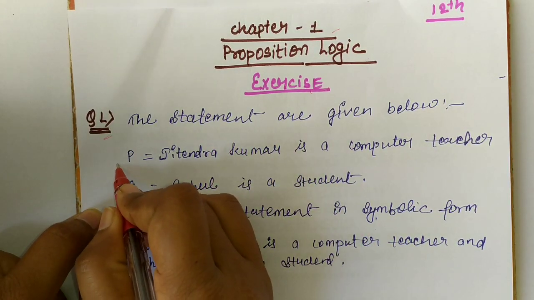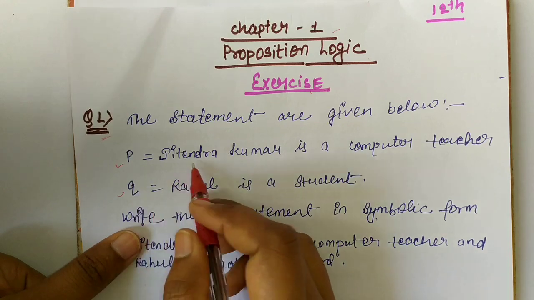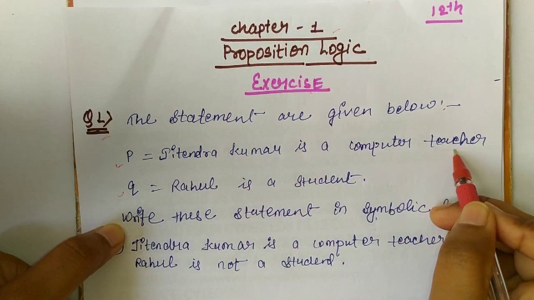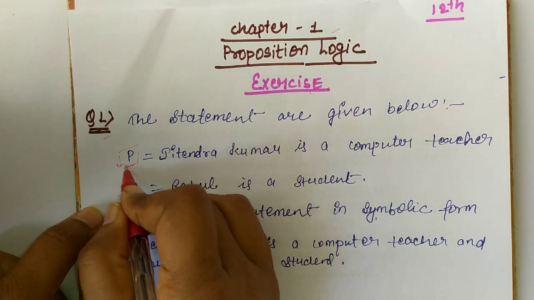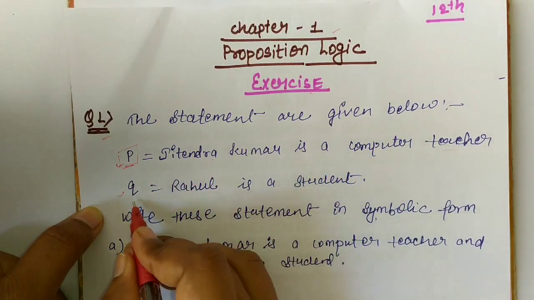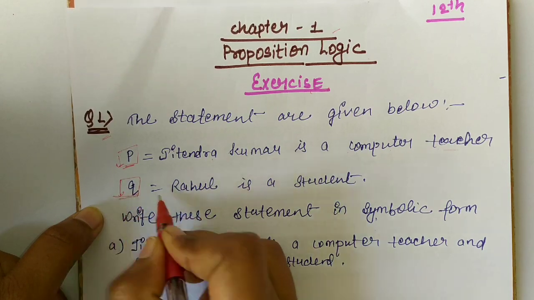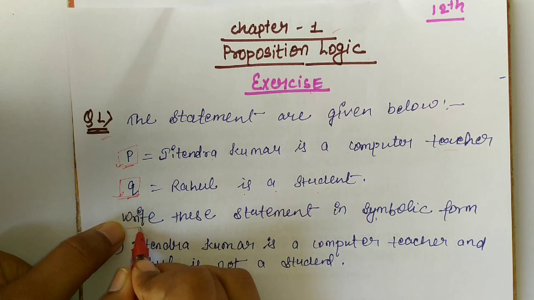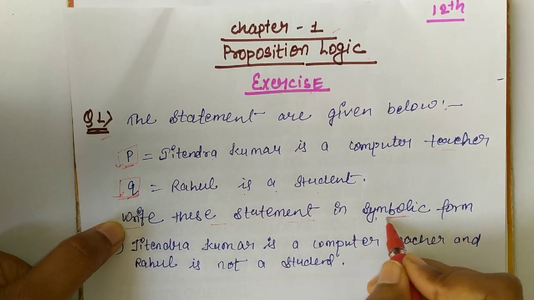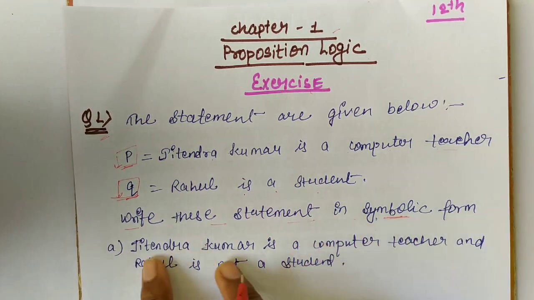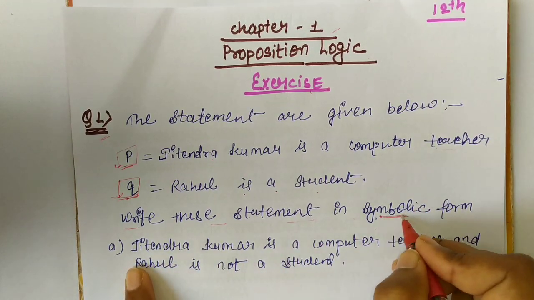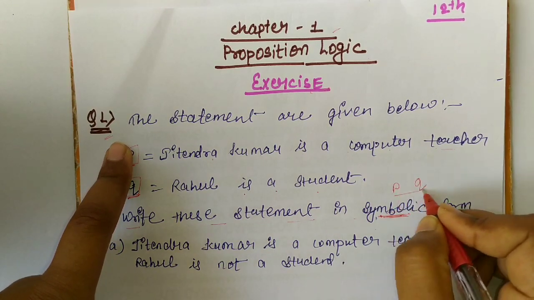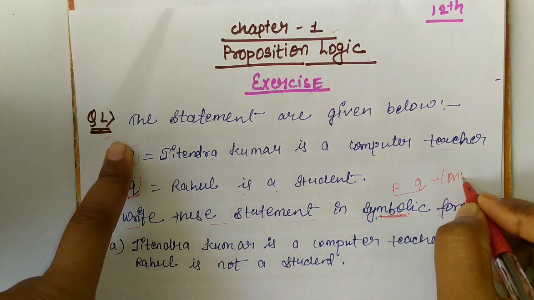Here are two statements, P and Q. The statement P is Jitendra Kumar is a computer teacher. Here P denotes that Jitendra Kumar is a computer teacher. The Q variable denotes Rahul is a student. Write these statements in symbolic form, that means in the form of P and Q by using connectives.